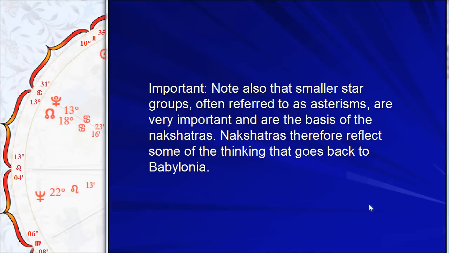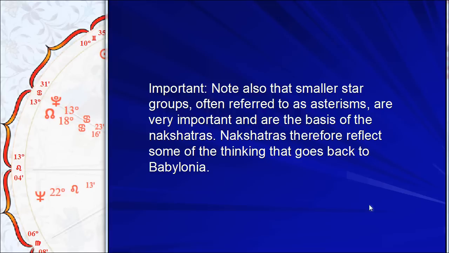Okay. Now, another important issue. Often we talk about constellations. Aries, Taurus, Gemini, are relatively large constellations. Another thing that was important through the Babylonian period and did get passed on to the Vedic astrology, the astrology of India, are smaller star groups, often referred to as asterisms. And asterisms are the basis of the nakshatras. And the nakshatras are extremely important in Vedic astrology. So nakshatras, therefore, reflect some of the thinking that goes back to Babylonia, the thinking that there are star groups that are very, very important.